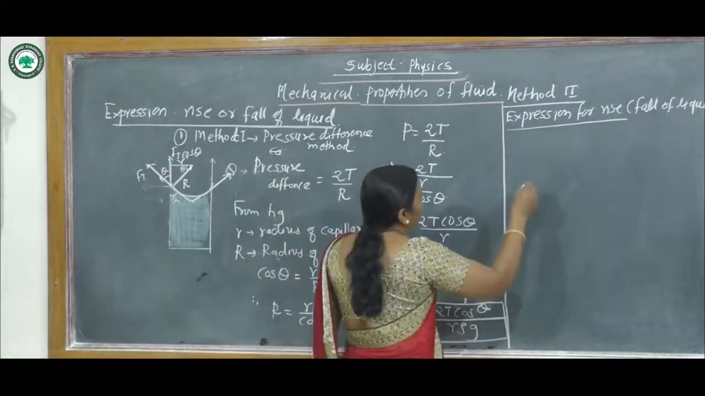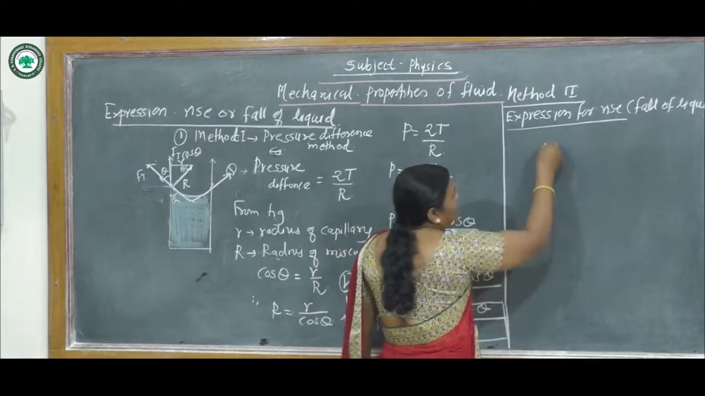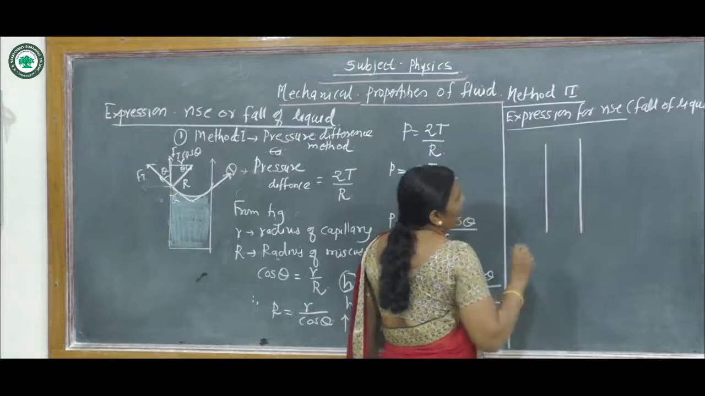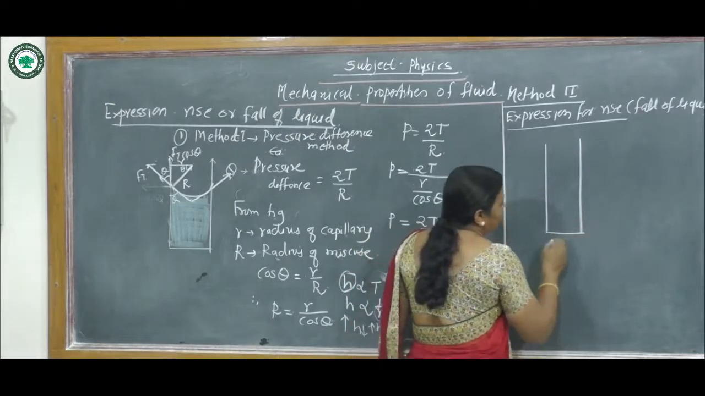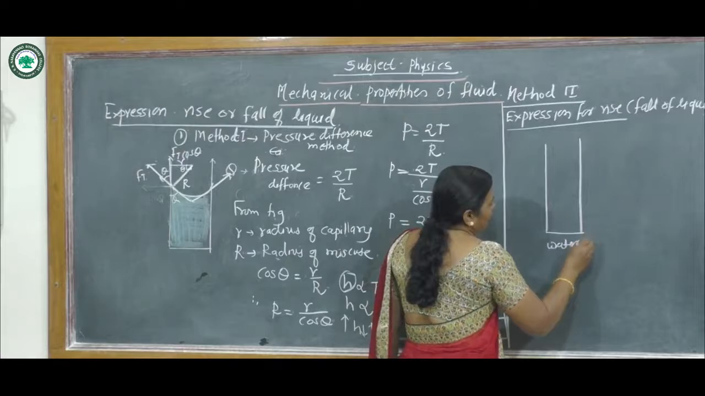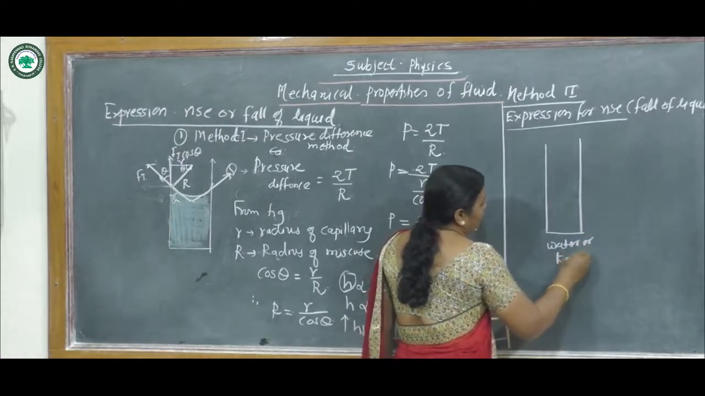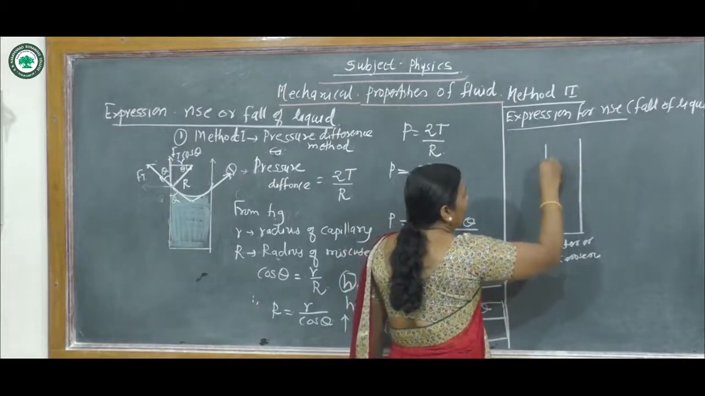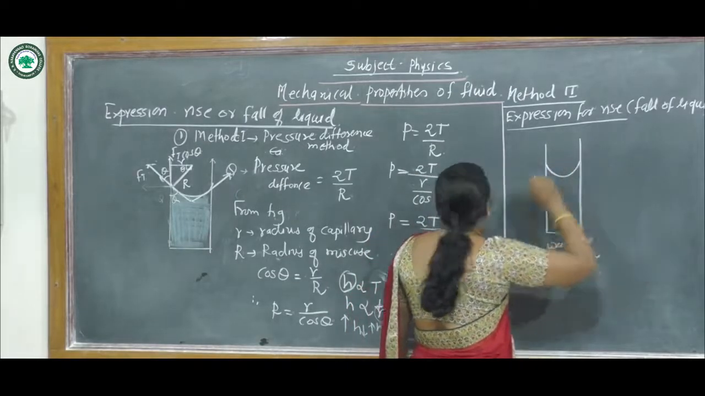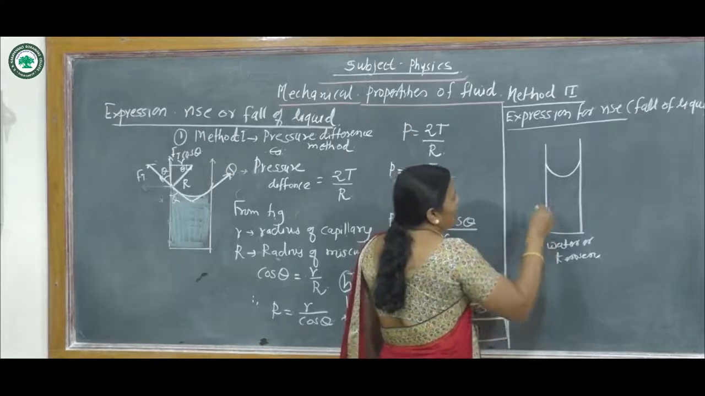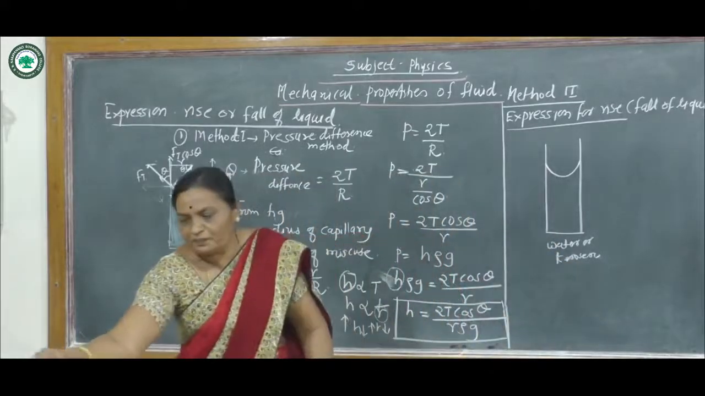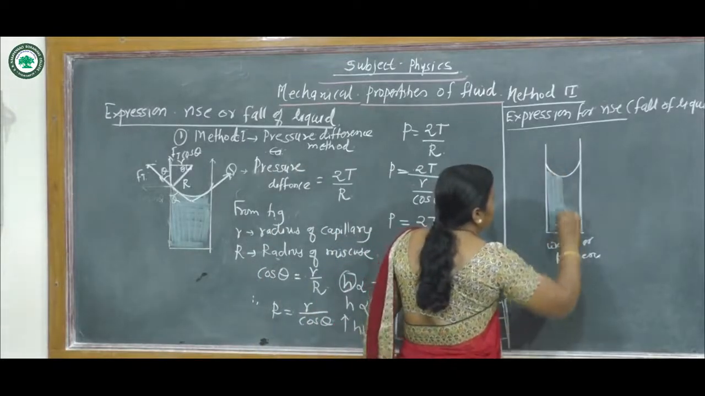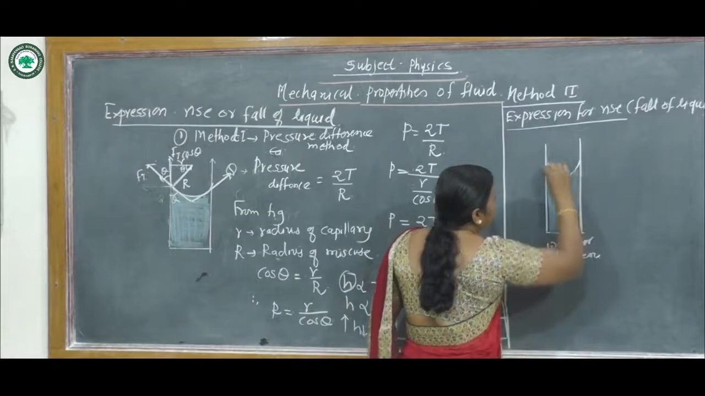Now see, again we dip a capillary in a liquid which completely wets the solid, for example water or kerosene. In this case, we again get a concave meniscus here. The meniscus is concave, and the free surface of the liquid is concave. This is the water or kerosene. We know theta is here.